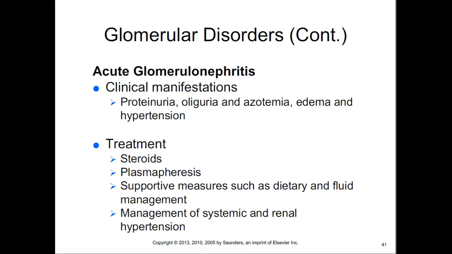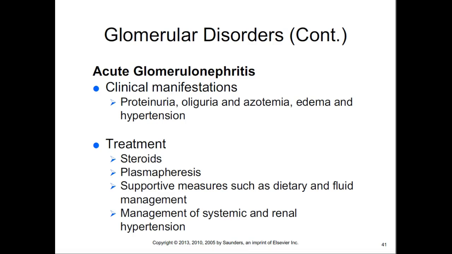Our clinical manifestations include proteinuria, oliguria, azotemia, edema, and hypertension. Remember, azotemia means that you have an increased blood urea nitrogen, or an increase of waste products building up in your blood. Could be very dangerous. Waste products in your blood, we need them out. That's the reason why they're waste products. Treatments include steroids to lower the inflammation.